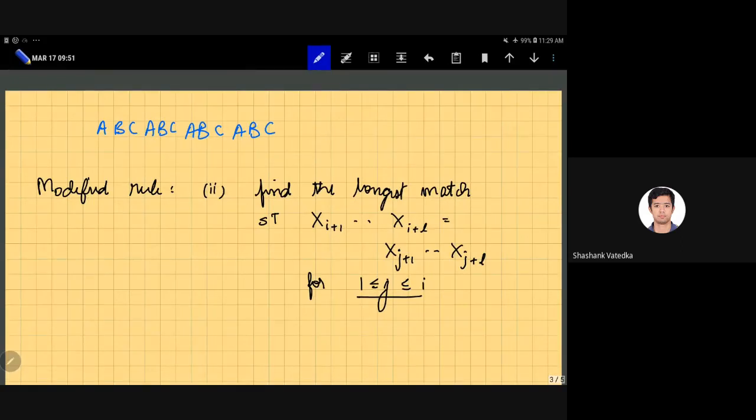Shouldn't j be strictly less than, sorry, it's less than or equal to i minus 1, and greater than or equal to 0. So j should be between 0 and i minus 1. Thanks for pointing that out.